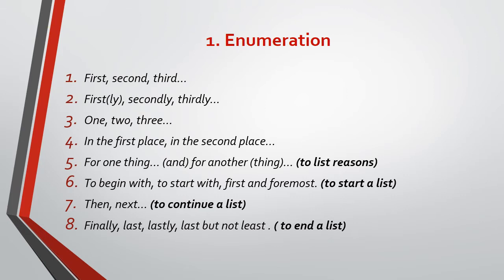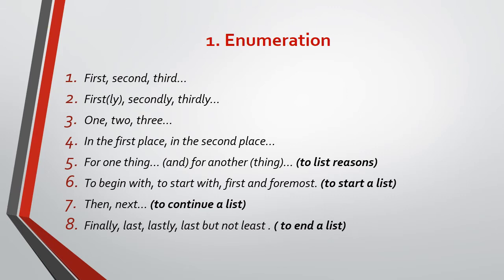The next set, here we have to begin with, to start with, first and foremost. These conjuncts are very special because they are used to start a list. So they cannot be used together in the same text. When you want to talk about the first idea, you say to begin with, comma, then your idea, full stop, and then you will use a conjunct from the next set, which is number 7.